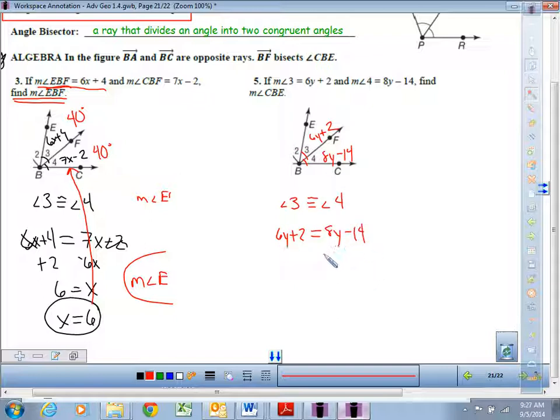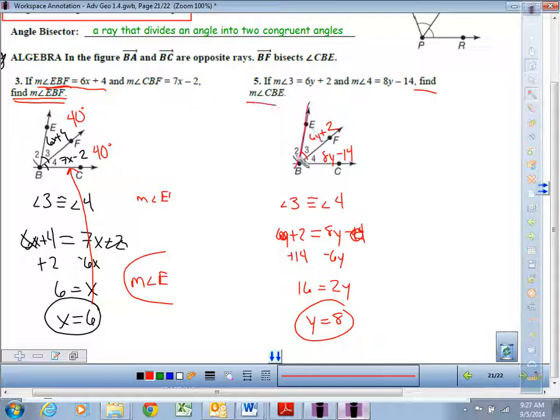Quick solve: I'm going to subtract 6y, and at the same time I'm going to add 14. 16 equals 2y. Y equals 8. There we go. Now again, what we need to make sure we do is go back up and answer the question. The question says, find the measure of angle CBE.